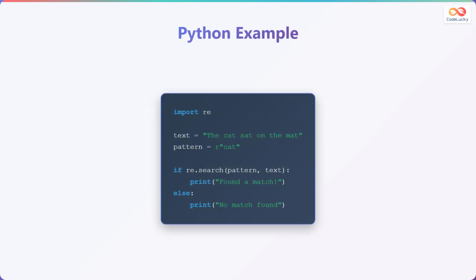Here is a sample Python code that uses the re module to search for a pattern in a text. First, we import the re module. Then we define the text as "the cat sat on the mat", and set the pattern to cat. Next, we use re.search to check if the pattern exists in the text. Finally, the script prints "Found a match" if the pattern is found, or "No match found" if the pattern is not found.